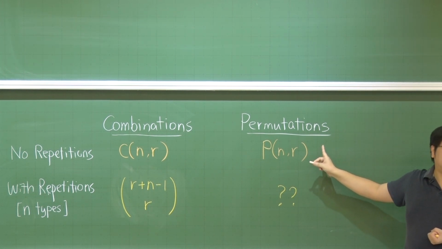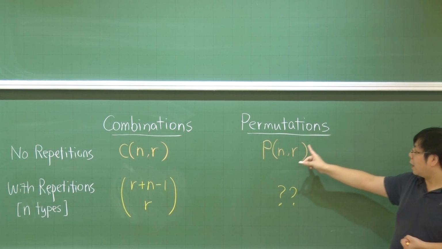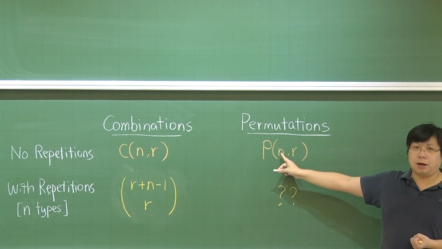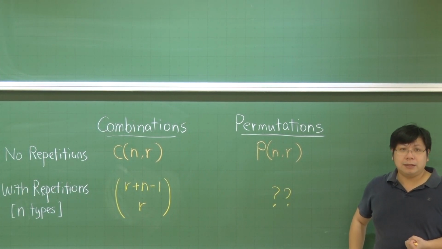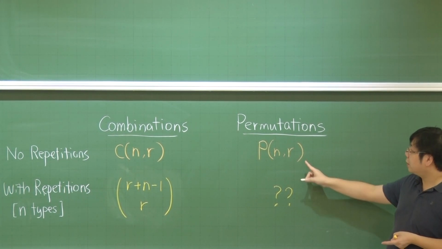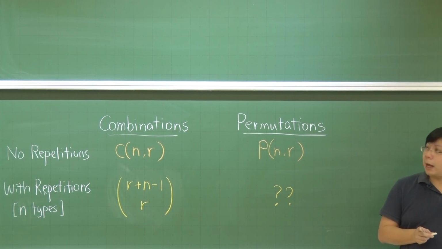We have also talked about the number of ways to choose R objects from n types of objects at most once, where the arrangement matters. In this case, the number of ways is P(n, R).